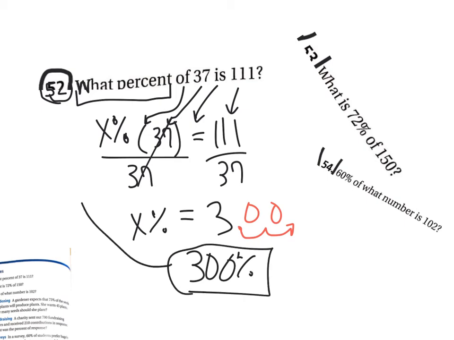And then if we put that back in the problem and see if that makes sense, 300% of 37 is 111. Okay, that seems reasonable. If you do 300% of something, it means it's 3 times bigger than what it was before.